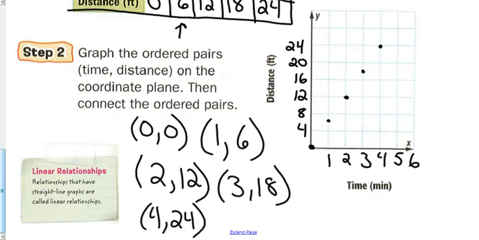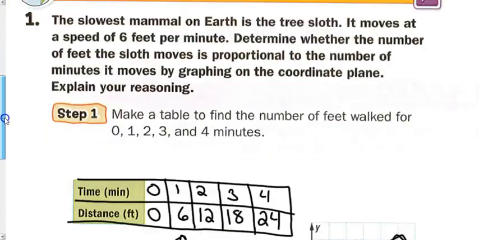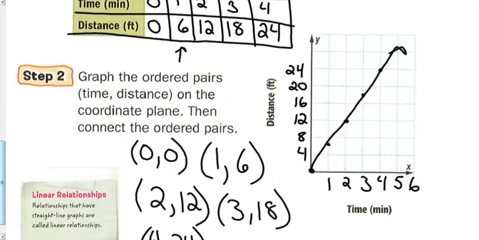So there are all of our points. Well, if we connect all those points, we can see that it creates, not that I drew it that way, but it should create a nice perfectly straight line. And remember, up here we said if the two quantities form a straight line through the origin, then the quantities are proportional. Well, hey, look at that. We got a straight line that's going right through our origin here at 0, 0. So this is, in fact, proportional. Woo.